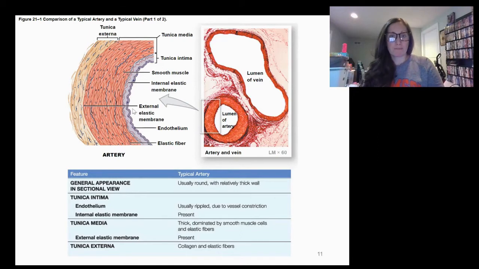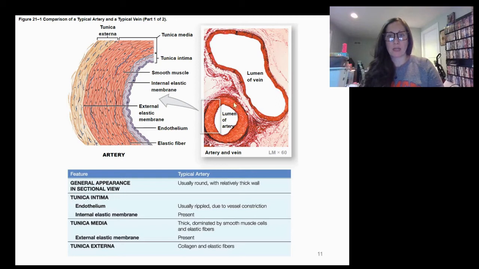So you can see here on the diagram side, there is our external layer, or tunica externa. All right, and we've got the collagen and the elastic, and again, that anchoring to whatever interstitial tissue we have. You can see the very thick layer of tunica media, so lots of smooth muscle because we want to generate high pressure in the artery, right? Because we're trying to get that oxygenated blood out into the body. And then you can see the very small, thin tunica intima. And again, this would be the lumen.